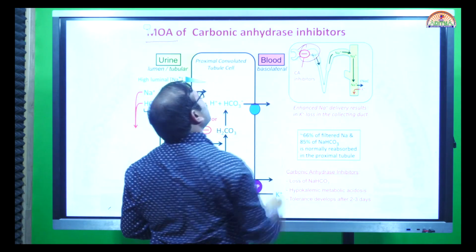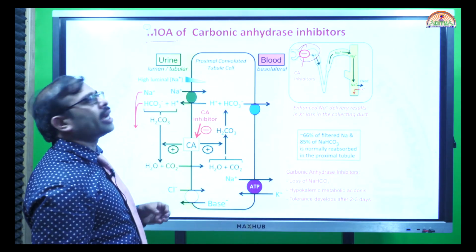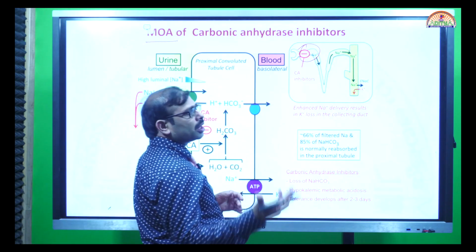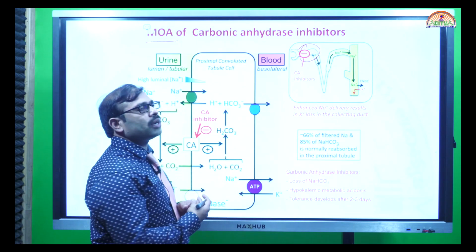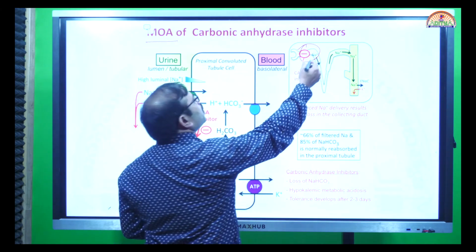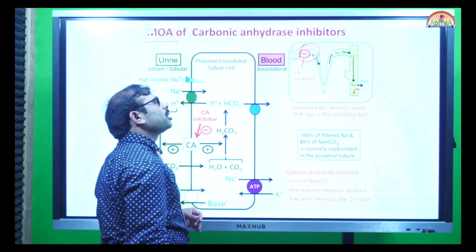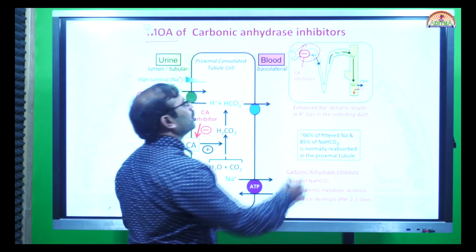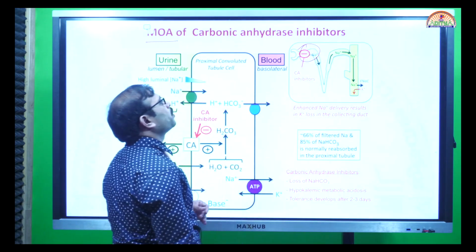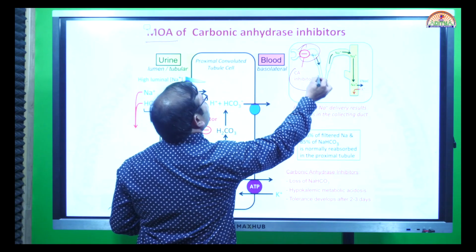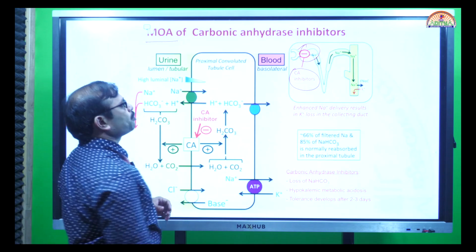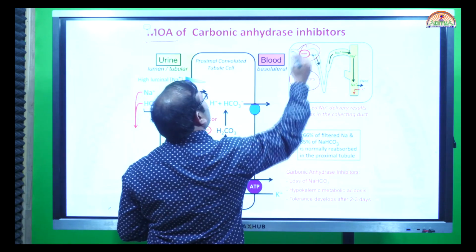This is exactly where the carbonic anhydrase enzyme is present. Among the diuretics classification, the carbonic anhydrase inhibitors, followed by the osmotic diuretics, show their mechanism of action at the PCT, the proximal convoluted tubule part of the renal tubule. This is where the enzyme is present, and where the carbonic anhydrase inhibitors show their mechanism of action.